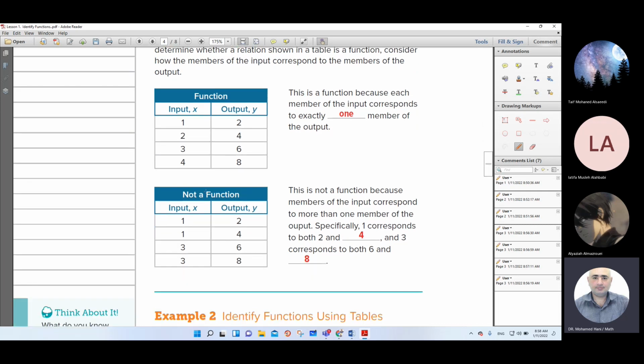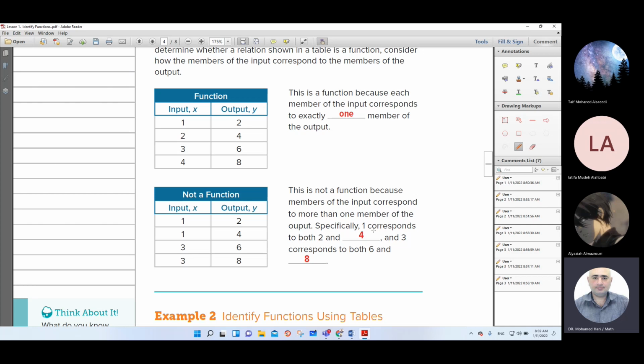In the second table, this is not a function. Why? We have the input here and the output here. As you see, we have 1, 2, and here 1, 2. This means one element in the input is mapped with two elements in the output. So this is not a function, because members of the input correspond to more than one member of the output.